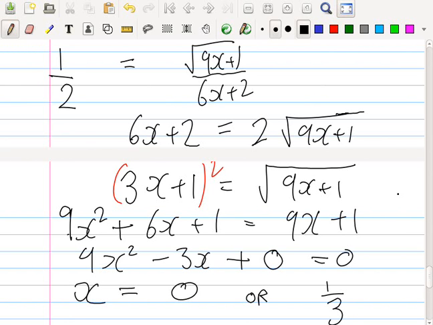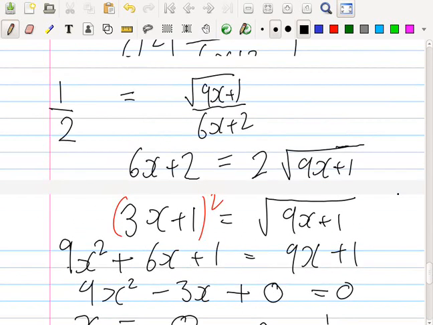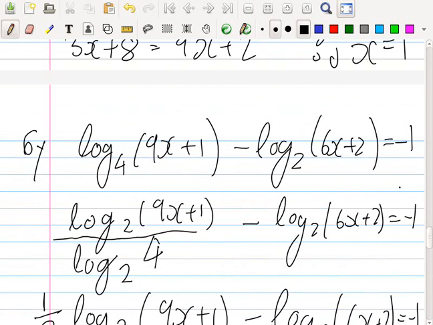That's right. Now, that is finished, but we need to check if both answers work. So if I go back to the start, you need this to be positive, right? So if I put x is 0, will this be positive here? Yes. And will this be positive? Yes. So that's fine.